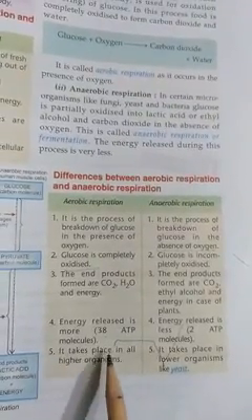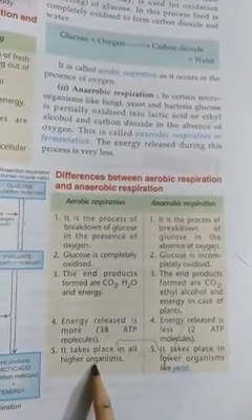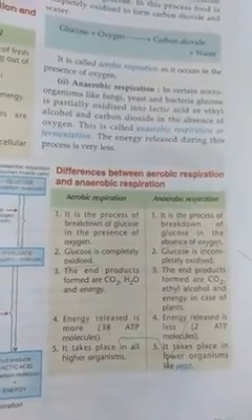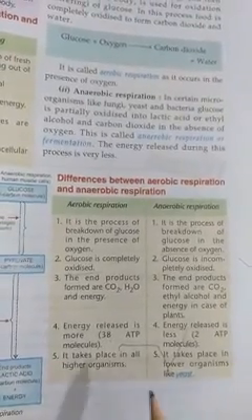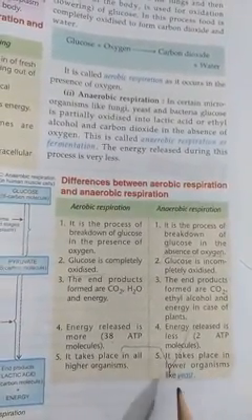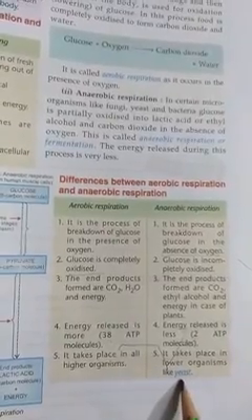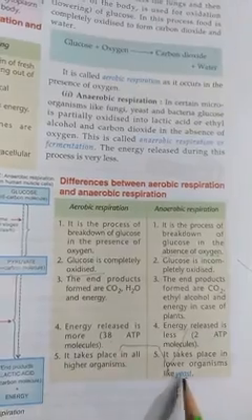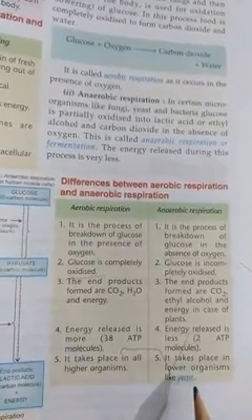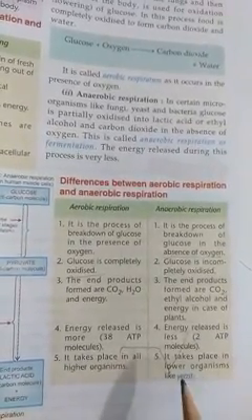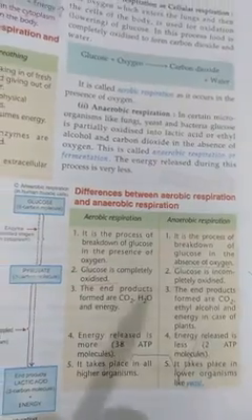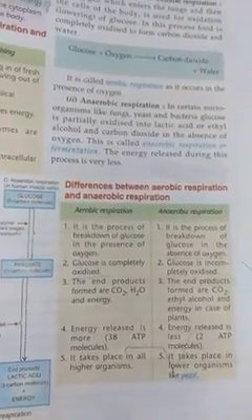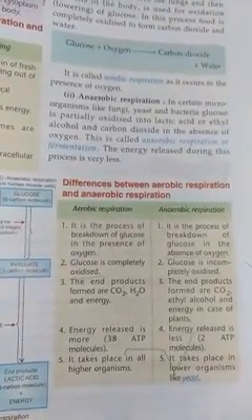Now fifth point: aerobic respiration takes place in all higher organisms. Higher organisms means human beings, animals, etc. But anaerobic respiration takes place in lower organisms like yeast, bacteria, fungi. Yeast, bacteria and fungi are lower organisms, and in lower organisms anaerobic respiration always takes place. So I believe these 5 points are very clear to you.